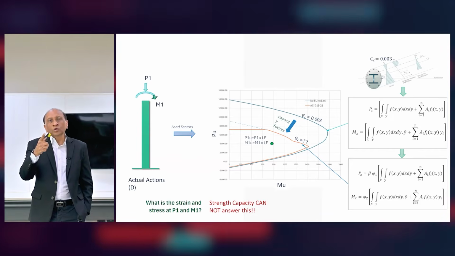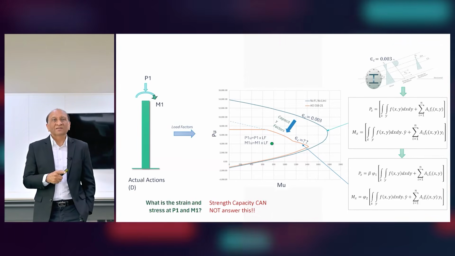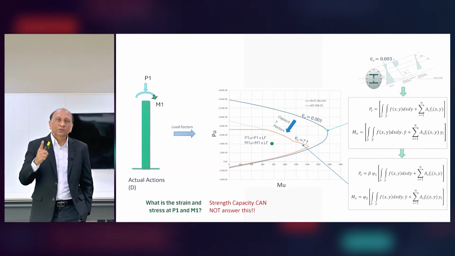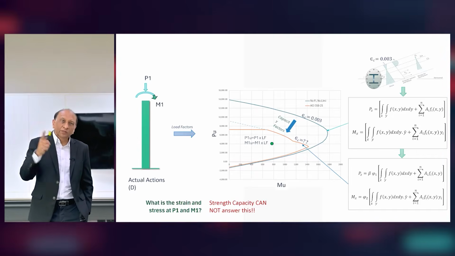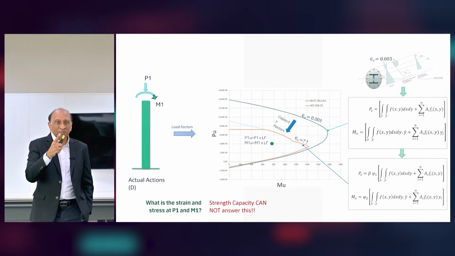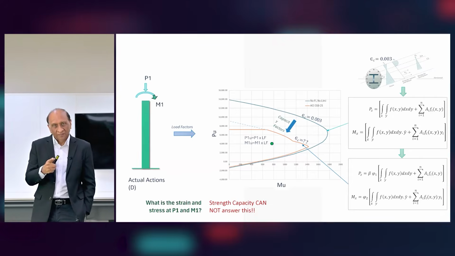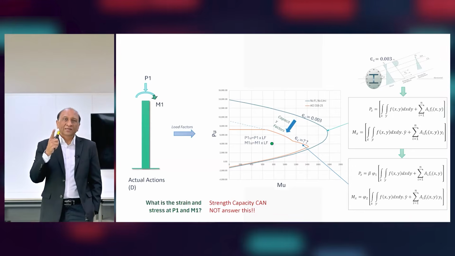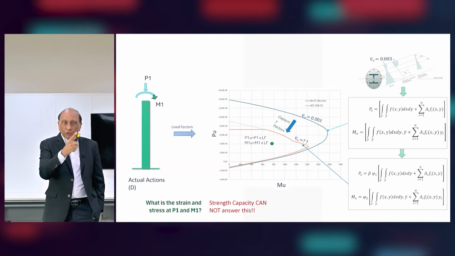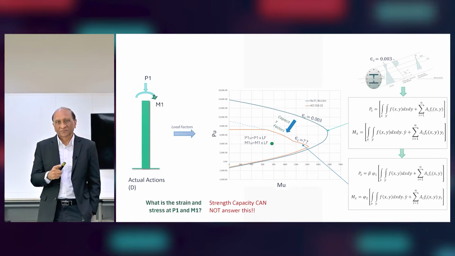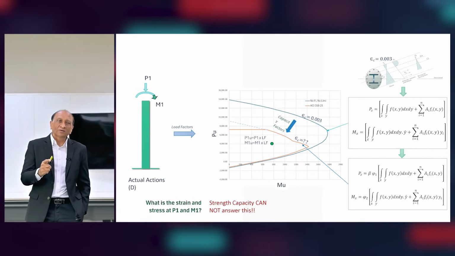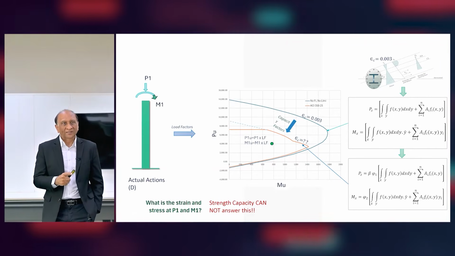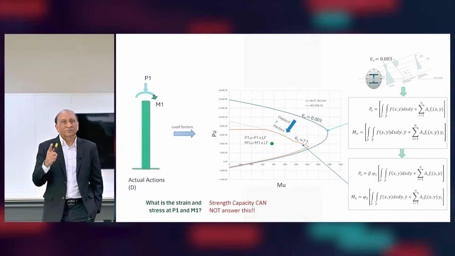So we don't know what is the strain at that orange level, because we only know the strain at the blue level, which we use to generate that curve. But after we reduce the moment curve, the strain is not known at that red curve. Also, we don't know what is the state of the column at the actual loading, because this is already factored. So the strain capacity cannot answer the question of what is the strain at the load P1 and M1. And that is the starting point of many questions.